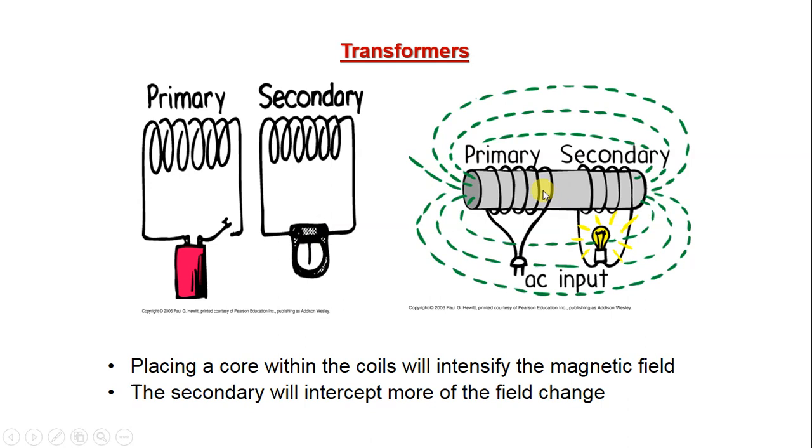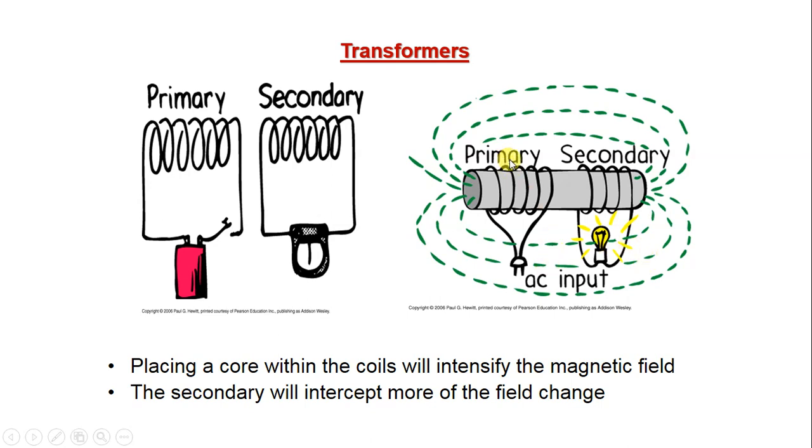So the first coil is called the primary coil. We connect it to a source of electricity. See, this is an outlet. The second one, we connect it to the device or the appliance we want to turn on.